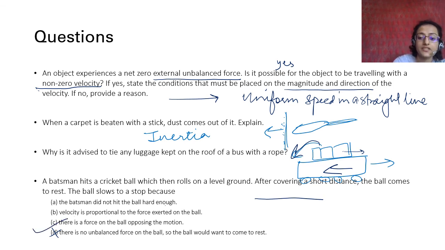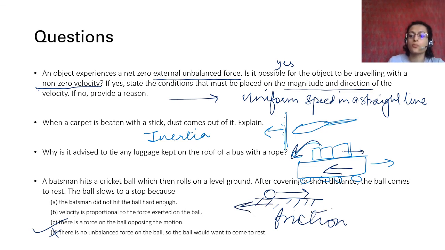There is a force on the ball opposing the motion. And this is the correct answer because if it is moving in this direction, the ground exerts frictional force, right? This opposes the motion and therefore the ball comes to rest. ये friction की वजह से होता है.